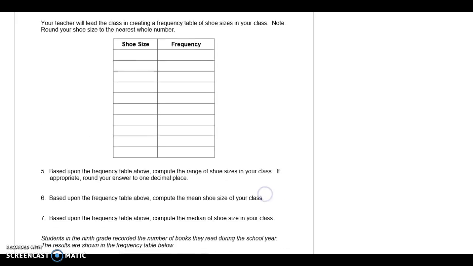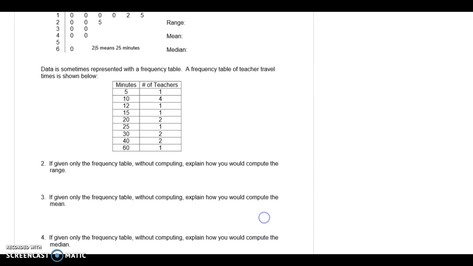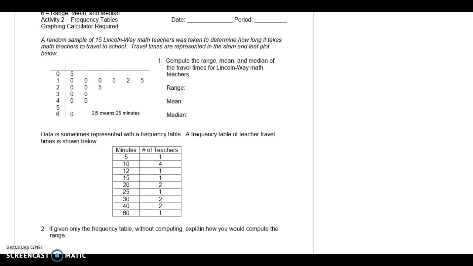In activity 2, we're looking at what's called a frequency table. Now this gets a little bit trickier because a lot of different things we need to keep in mind. We have some data here that we've gathered from a stem and leaf plot. It is the distance that math teachers drive to school each day. So a 0, 5 is represented by 5, a 1, 0 is 10, and so on.